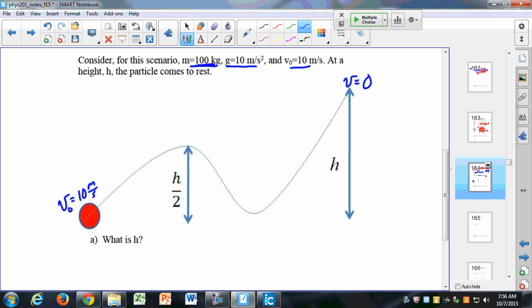And then I want to know a couple things about it. I want to know what is the velocity here, or excuse me, what is this height h? I also want to know what is the velocity at half that height, and then later I want to know what is the velocity here at this point. So I want to know the answers to those three questions. In your book, actually, I think this is labeled as point C.